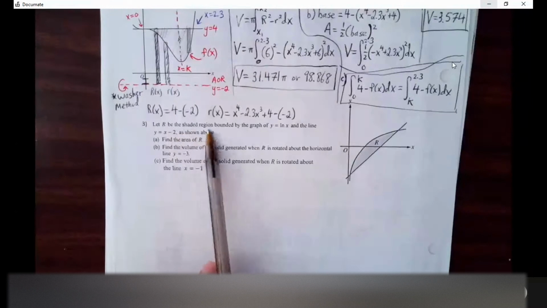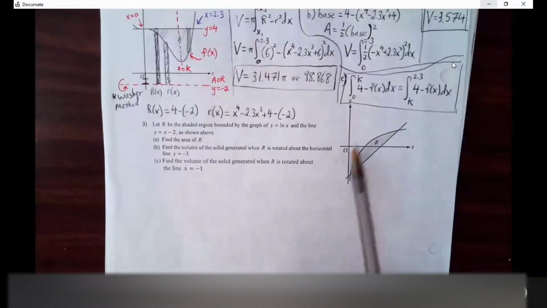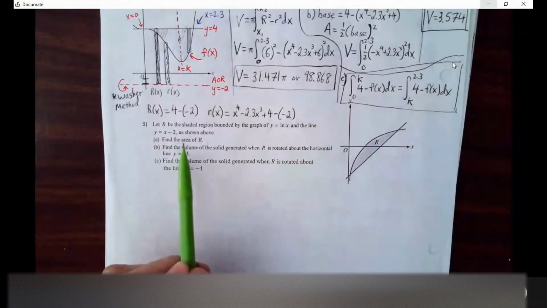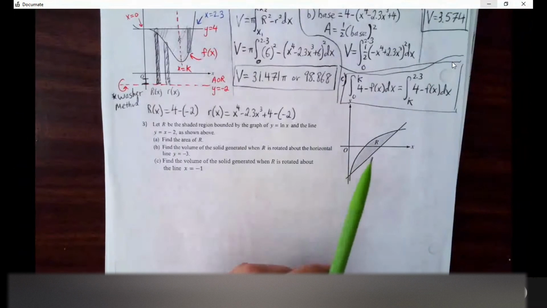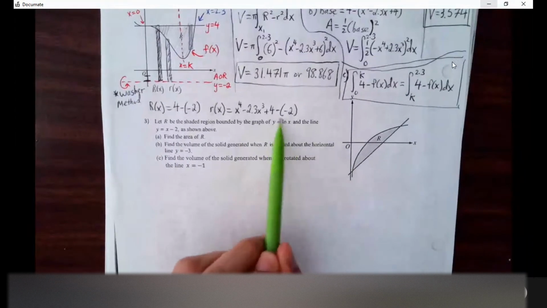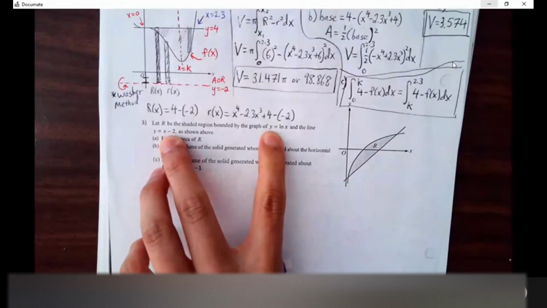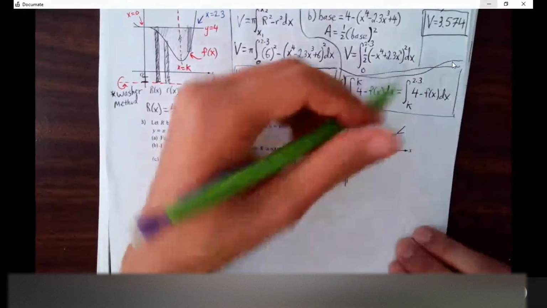Okay, so it says let R be the shaded region bounded by the graph y equals natural log of x and the line y equals x minus 2. Find the area of region R. So area is just top minus bottom or right minus left. But since everything is given to us as y equals, it's just going to be easier to do top minus bottom. So let's just do top minus bottom here.